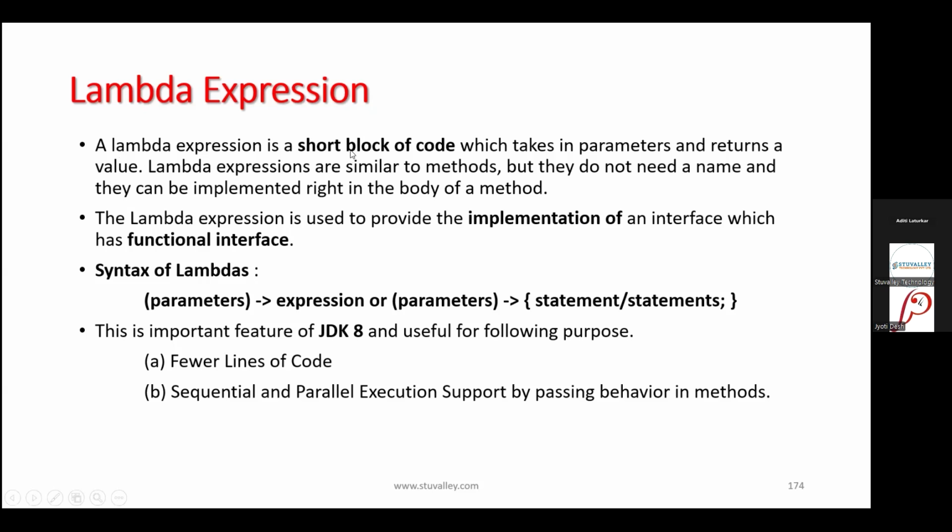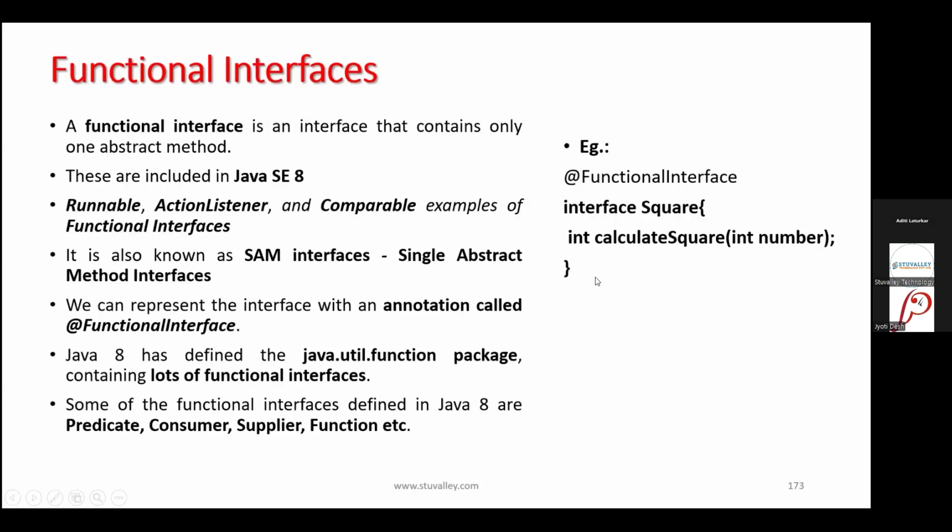So what is a lambda expression? It is a short block of code which takes in parameters and returns a value. Lambda expressions are similar to methods, but they do not need a name and they can be implemented right in the body of the method. The syntax of the lambda expression always starts with brackets. Inside it, you can give parameters if you have any parameters to that method. Then the arrow operator, which we use for defining a lambda expression. This is important. Then the expression or the statements which you want to give.